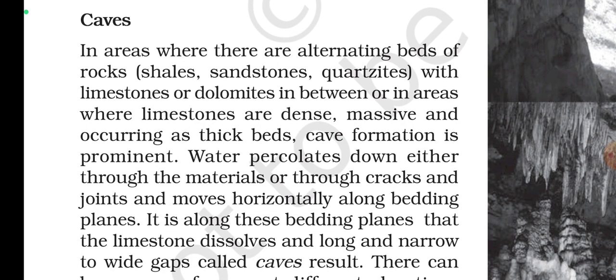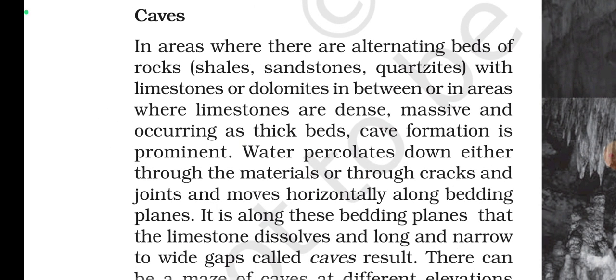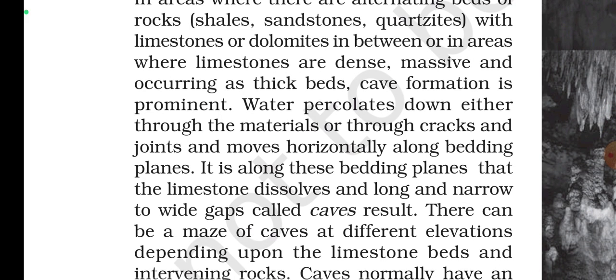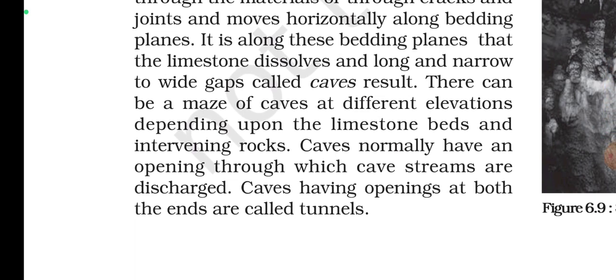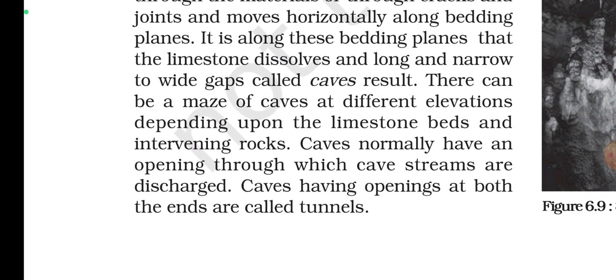Caves: in areas where there are alternating beds of rock, shales, sandstones, quartzites with limestones or dolomites in between, or in areas where limestones are dense, massive and occurring as thick beds, cave formation is prominent. Water percolates down either through the materials or through cracks and joints and moves horizontally along bedding planes. It is along these bedding planes that the limestone dissolves, and long and narrow to wide gaps called caves result. There can be a maze of caves at different elevations depending upon the limestone beds and intervening rocks. Caves normally have an opening through which cave streams are discharged. Caves having openings at both the ends are called tunnels.